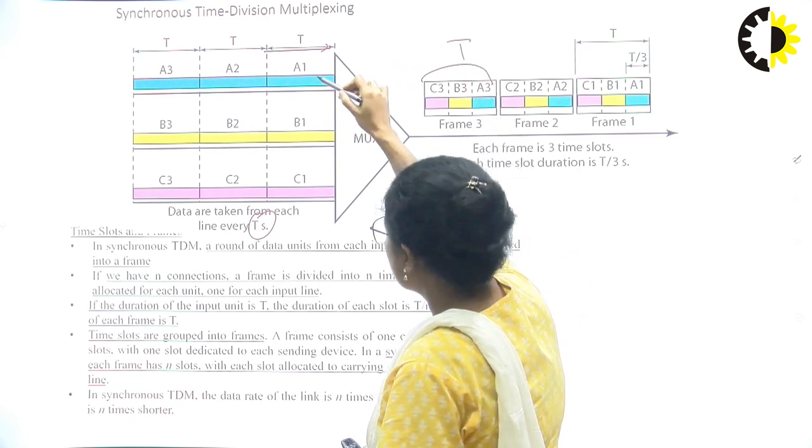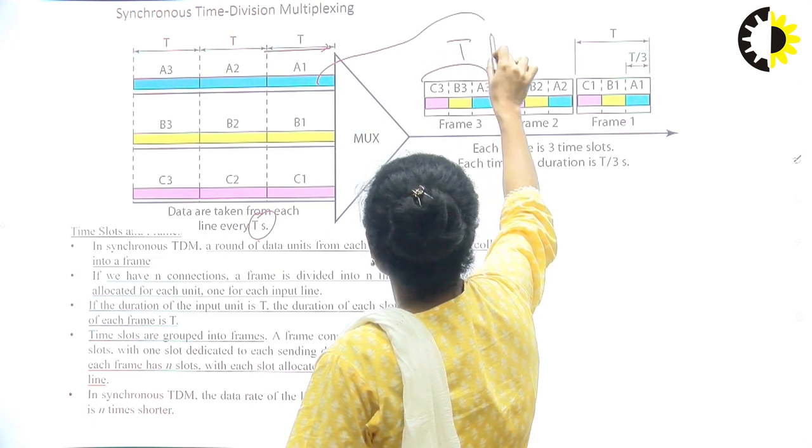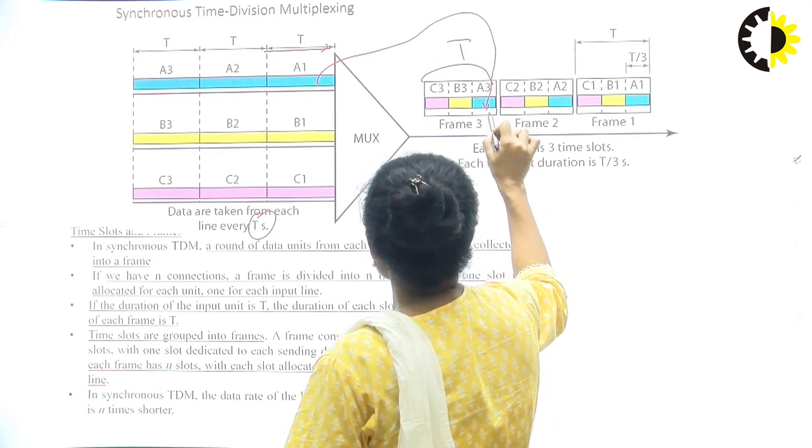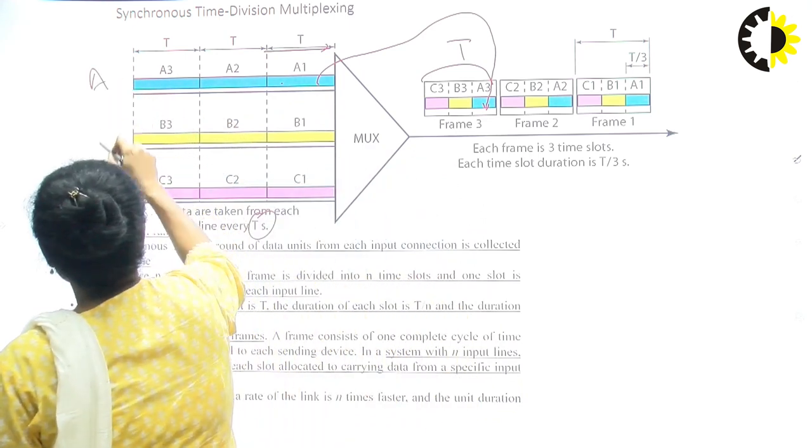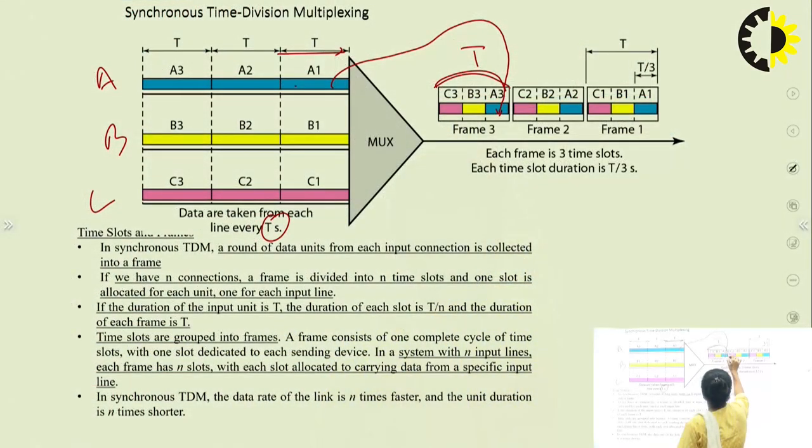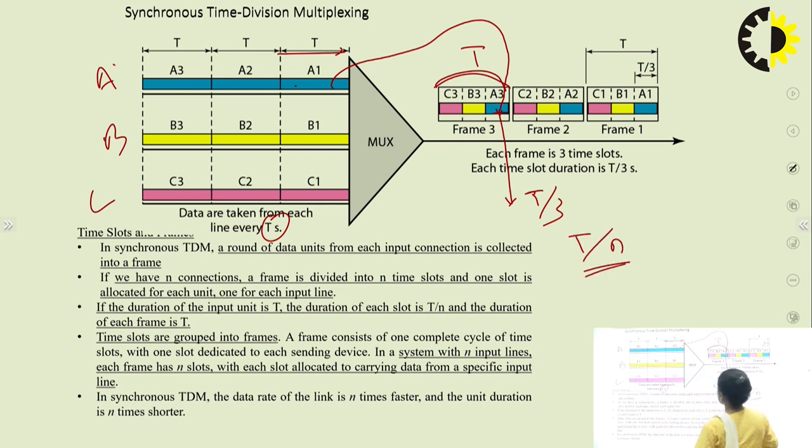The first unit will be the first time slot, meant for the device coming from A, the next one is B, and the other one is C. Since the whole thing is T, the time reserved for the slot coming from A will be T by 3. Why 3? Because there are 3 input devices. Had it been N, then it would be T by N. Since there are 3 devices, once we take care of all 3 slots concerning the 3 devices, this whole thing in totality is called a frame.